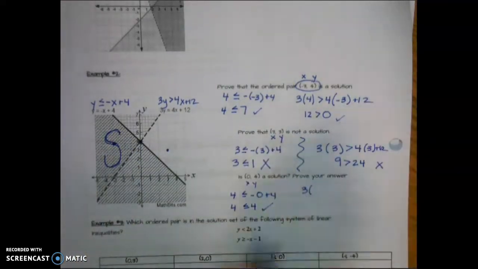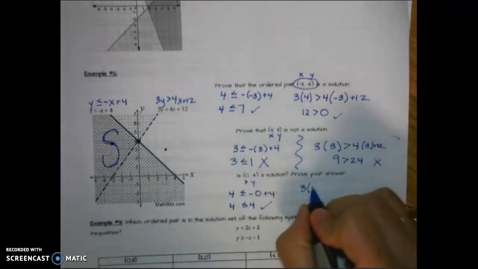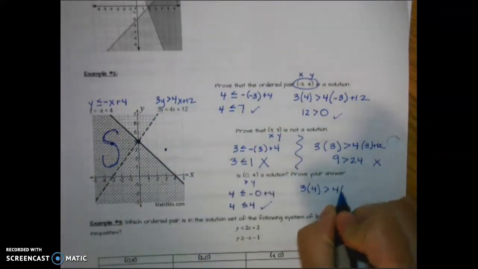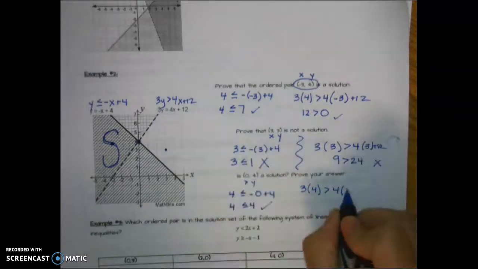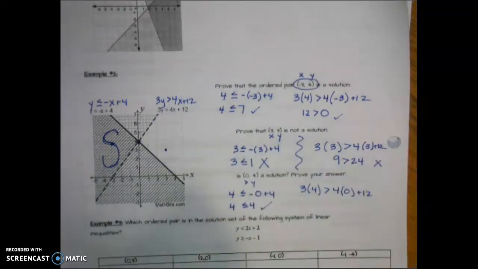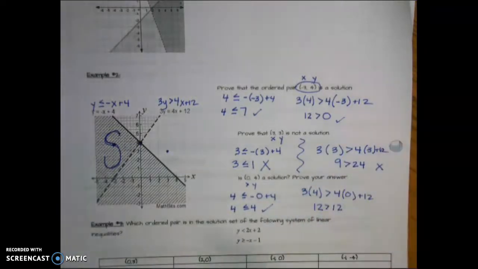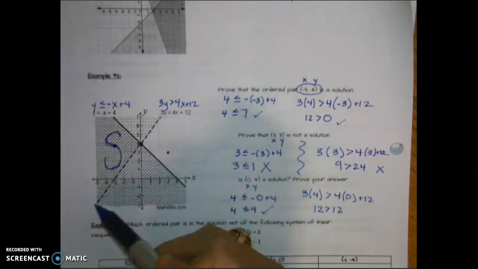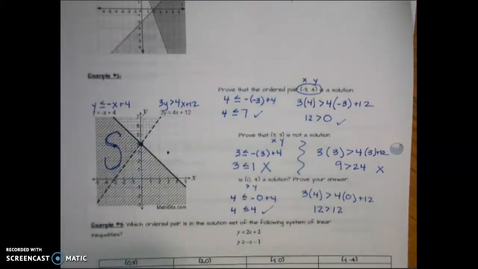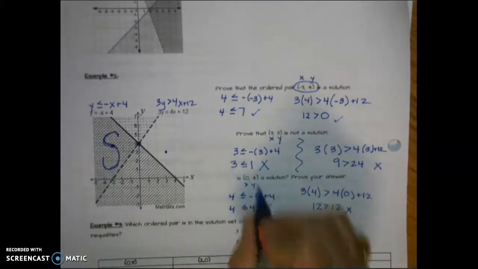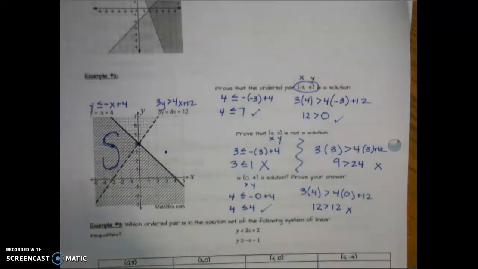3 times y, so 3 times 4, is greater than 4 times x, so 4 times 0, plus 12. 3 times 4 is 12, is greater than 12. Is 12 greater than 12? No, it's not. 12 is not greater than 12 because it's equal. Because it's on the dashed line, it's not equal. It is not a solution. So even though this point was true for this inequality, it's not true for this one.